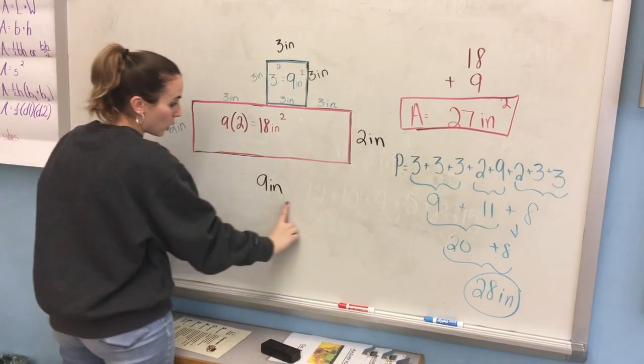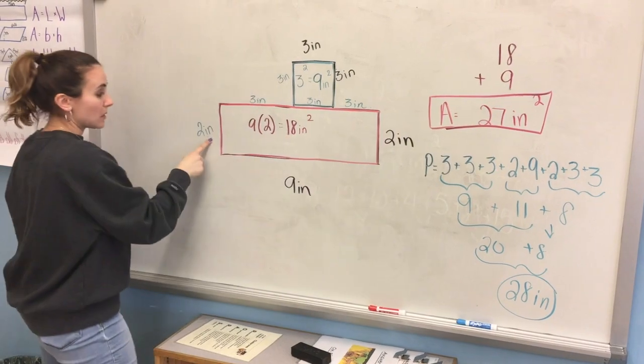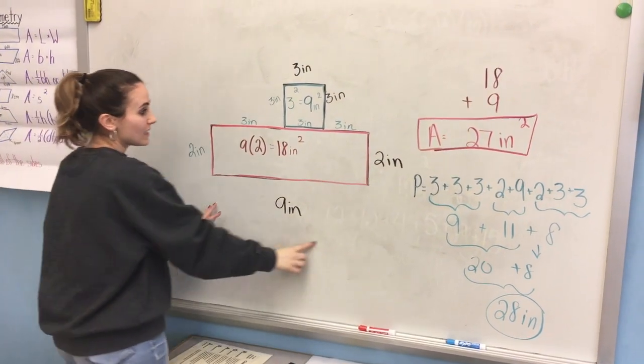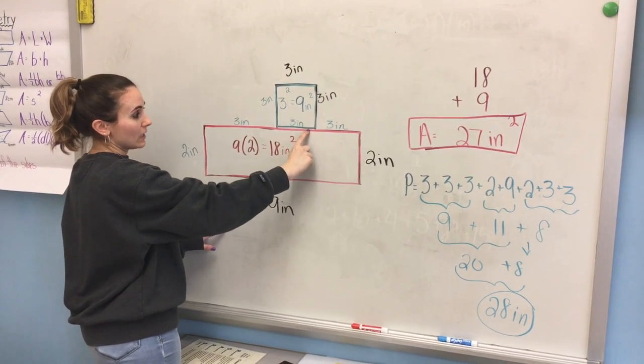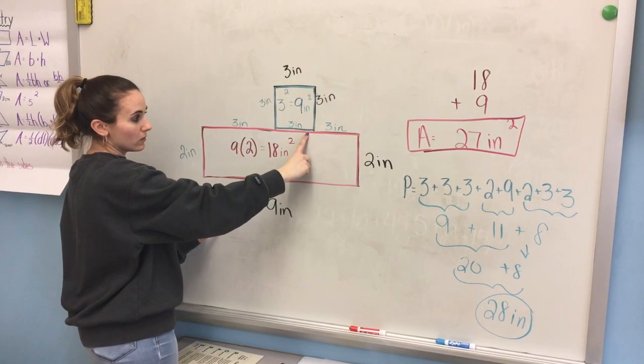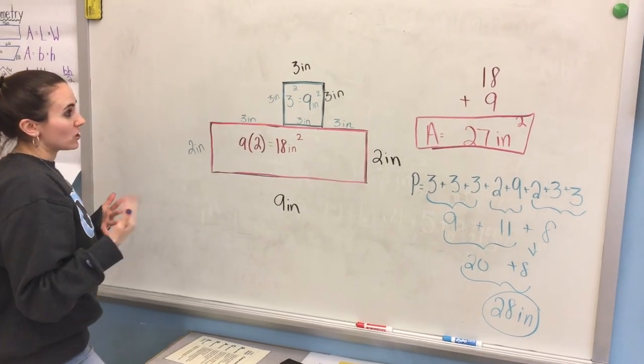Also, we have here, this whole is 9 and this part is 2. If this is 2, then the opposite must be 2. But if this is 9, this is 3, the bottom here must be 3. And then I have 6 more, which is 3 and 3. Okay, so now I needed to find the area of each part.